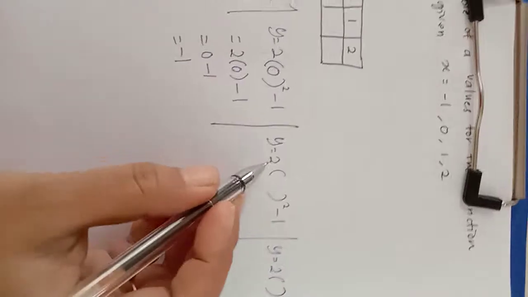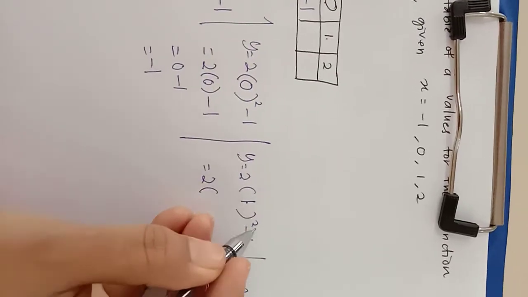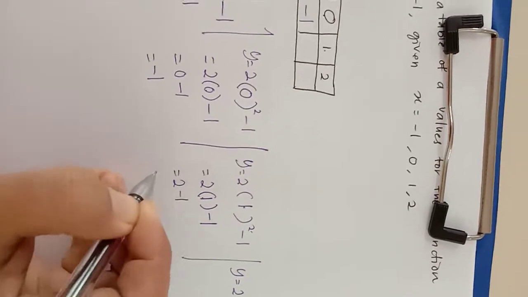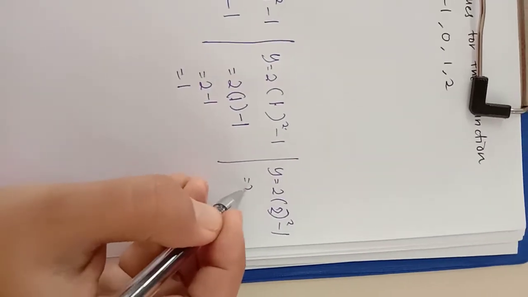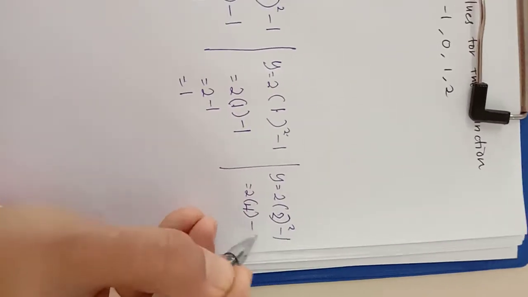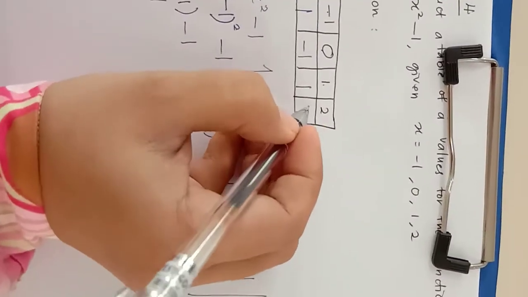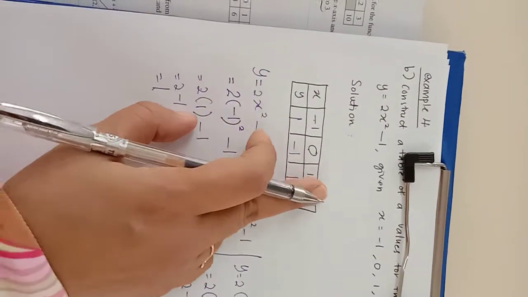Okey, yang ketiga. Number 1. 2 times 1 power of 2. 1 power of 2 is 1, minus 1. 2 times 1 is 2. Minus 1 is equal to 1. So we write down 1. Number 2. So 2 power of 2 is 4. 2 times 4 is 8. Minus 1 is equal to 7. Okay, now we complete the table. So negative 1 is 1, 0 is negative 1, 1 is 1, 2 is 7. So similar with the example in the textbook.